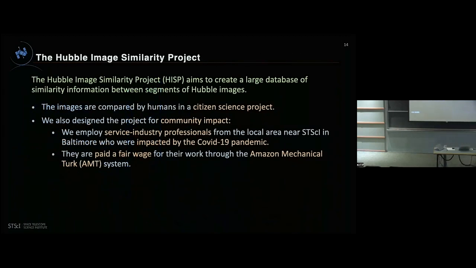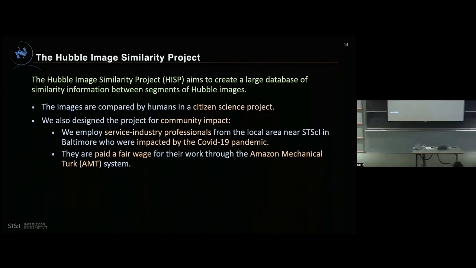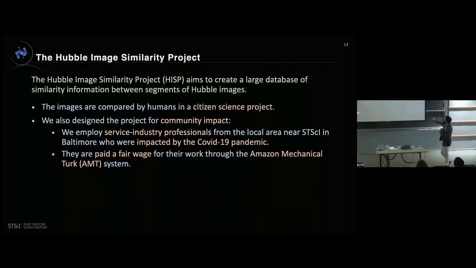Conveniently, we had a global pandemic, I don't know if you know. And what that meant is that many people were out of work. And obviously, I'm thinking about this backwards, it was terrible. And what we did is we used a chunk of change from Space Telescope Science Institute to employ service industry professionals in the area near Space Telescope who were out of work. And we paid them a fair wage using Amazon Mechanical Turk. Happy to have long discussions about this versus Universe versus why you do it one way or the other. But this is what we did. And we had them look at these images and make comparisons.